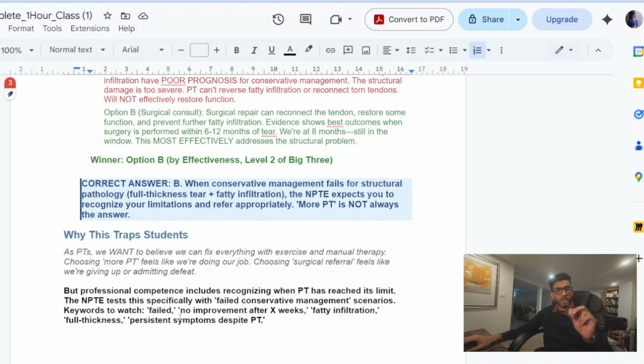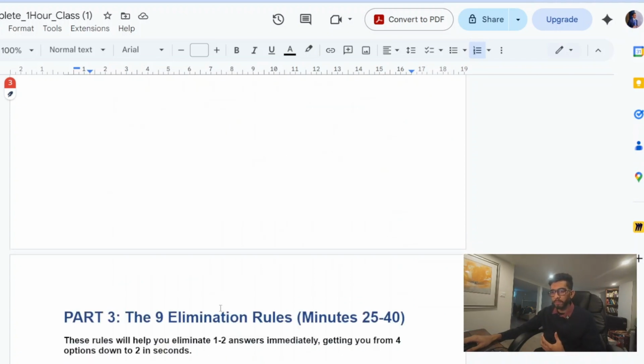Keywords to watch: failed, no improvement after X weeks, fatty infiltration, full thickness, persistent symptoms despite PT. That means the PT management is failing, so you probably need to refer. That is the right option you need to make.